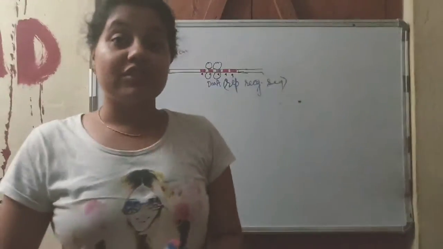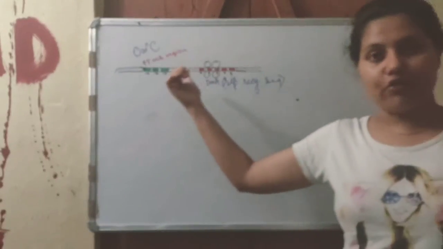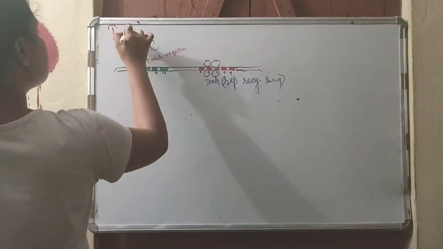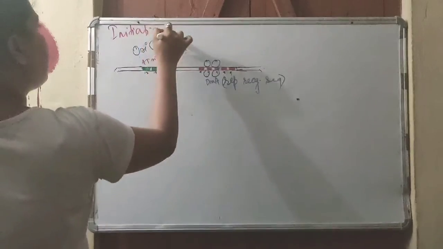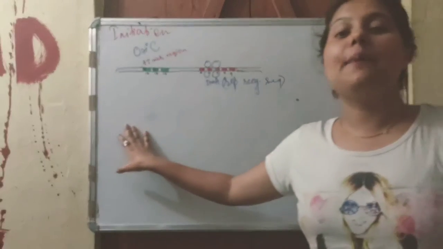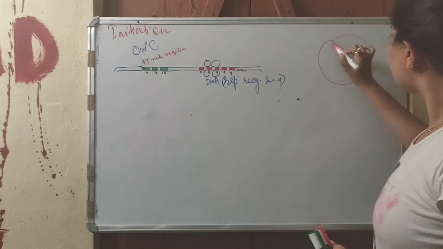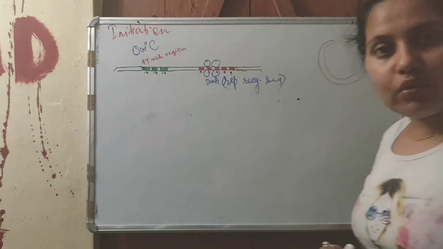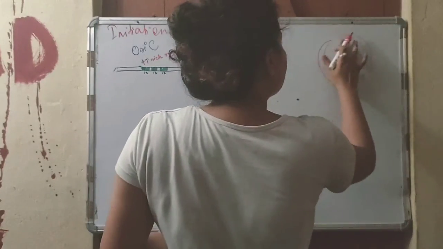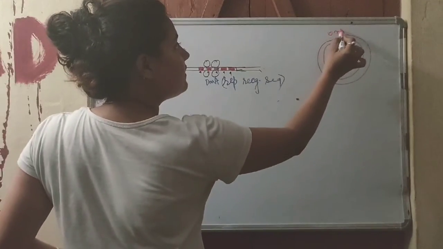Okay, hello everyone, to the section of the video in which I am discussing replication in prokaryotes. This is the process of initiation of replication in a prokaryote, and this is a typical example of E. coli. We know that E. coli has a rounded DNA, right? It is round in shape, and for example this is the ORC.